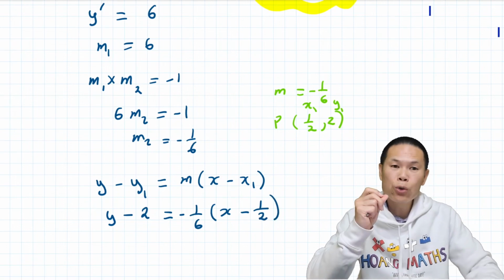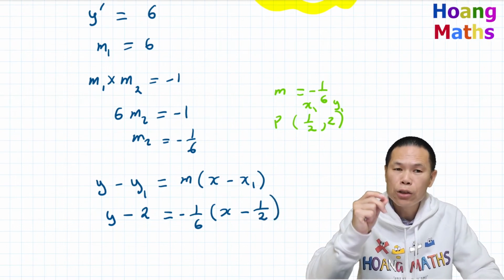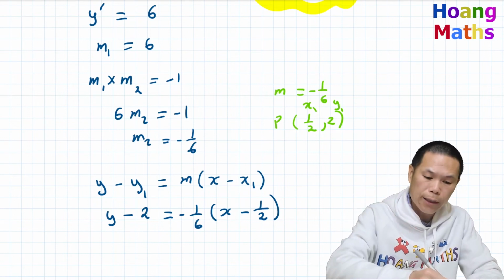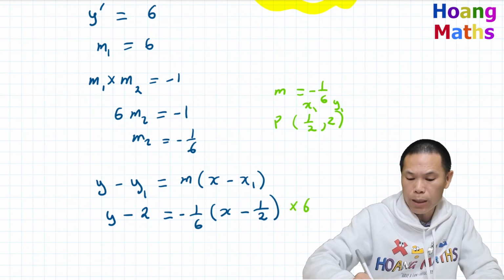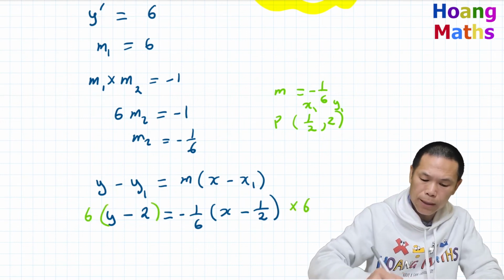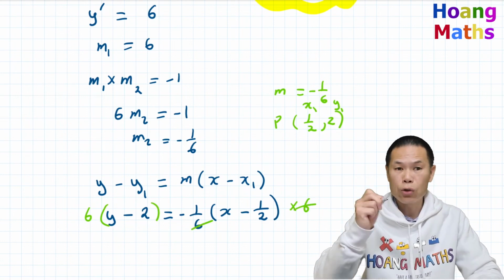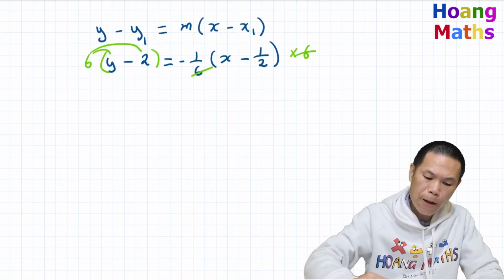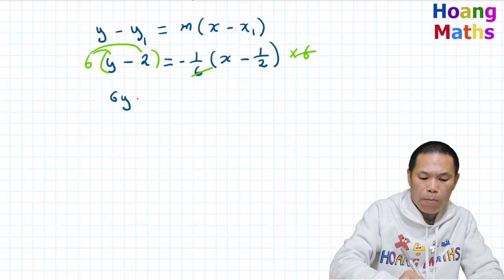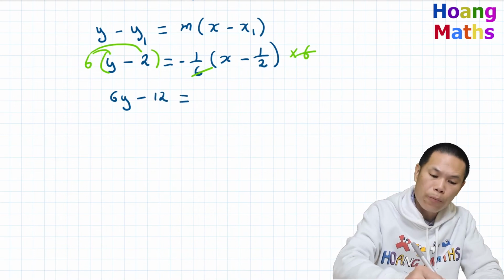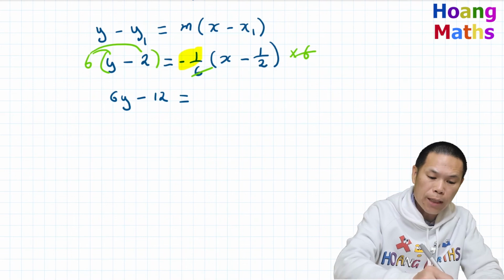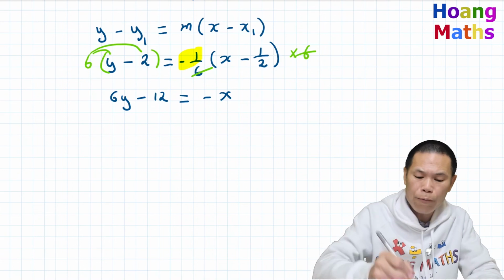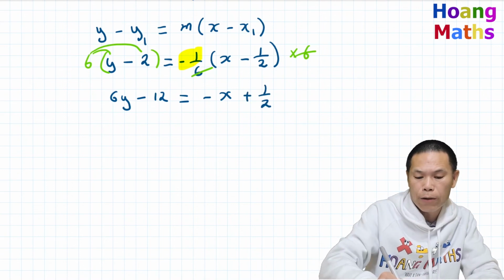So now what I do, I just want to get rid of the fractions, so make it into general form, which is easier. So I times by 6 on both sides to get rid of the 6. So I times 6 on this side, and this one I times by 6, and the 6 cancels out. Now I just expand these brackets. So this is 6y minus 12 is equal to, now negative 1 times x gives me negative x, and negative 1 times negative a half becomes positive, so plus a half. There you go.